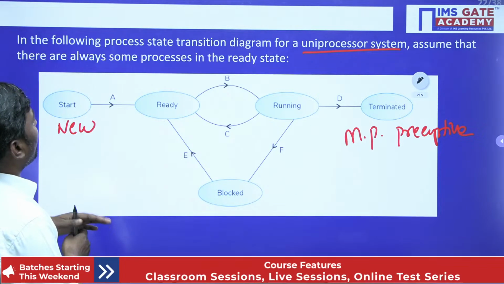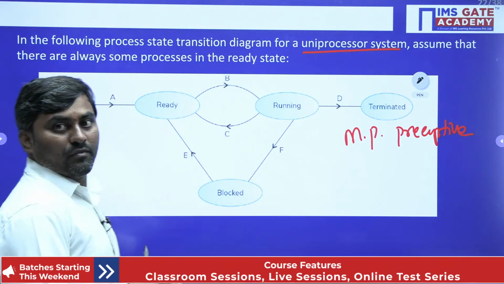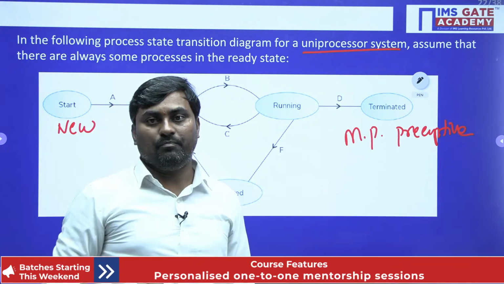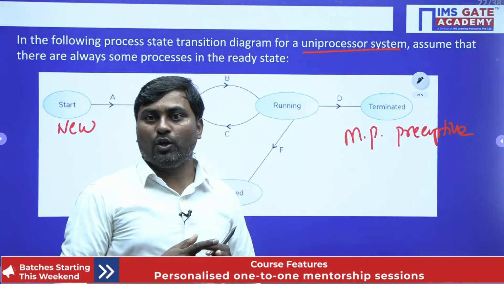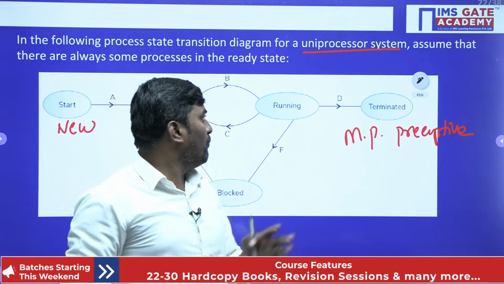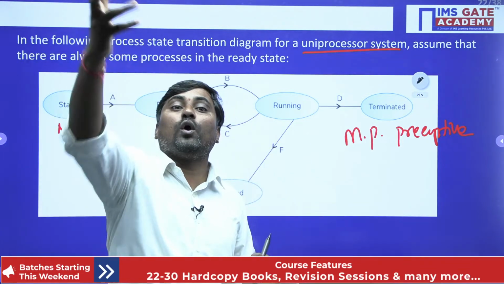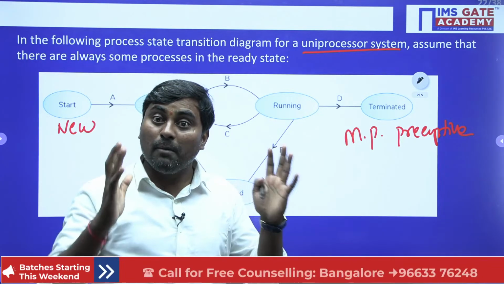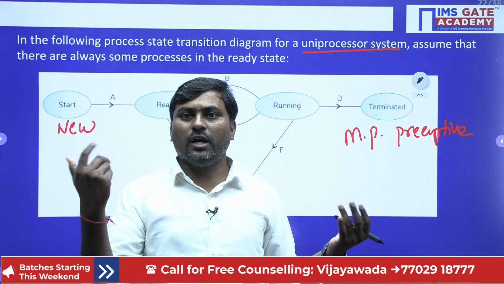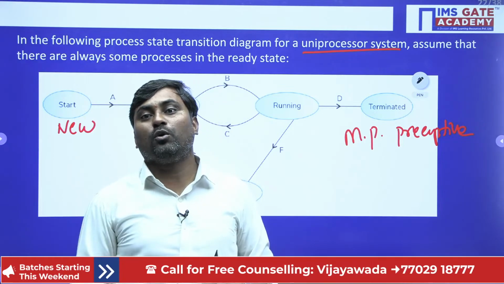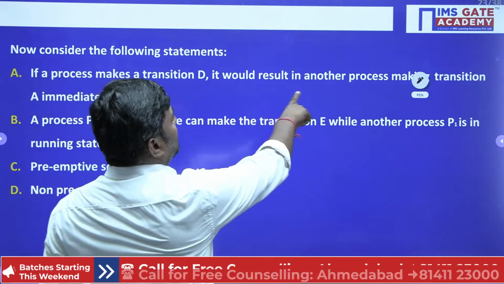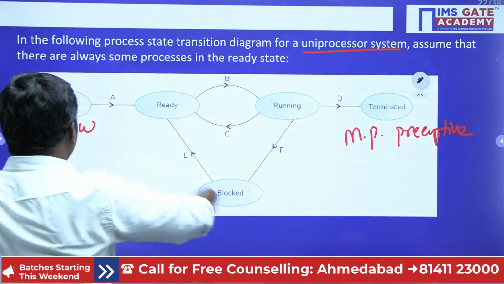So what is transition A? New to ready. He is saying that whenever you terminate a process, you have to load a new process. It's not compulsion. Already some processes are available in the ready queue, they said, and among those we can schedule for execution. But he is saying the new process is loaded into memory, so that may not be possible. Suppose, for example, at a certain moment the operating system is willing to run 10 processes. It's not compulsion that an 11th process should be loaded for execution. Are you getting my point? So a process makes transition D, it would result in another process making transition A immediately. A immediately is not possible.